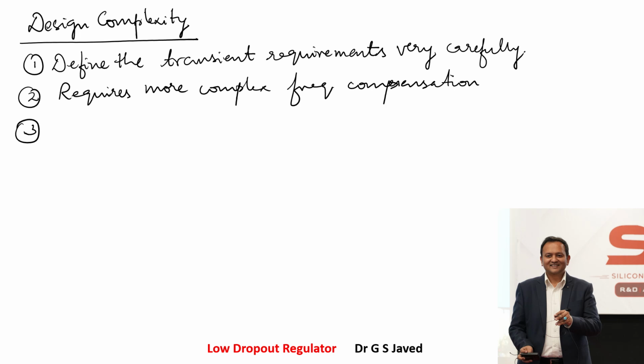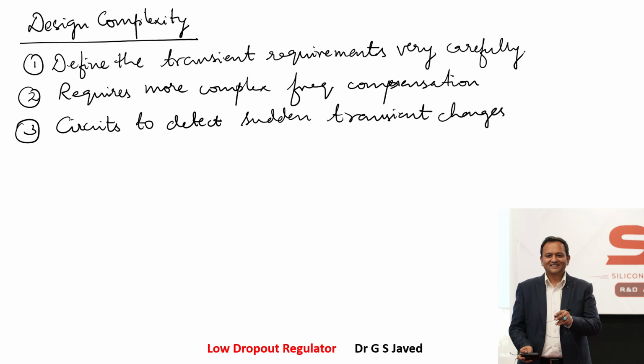Third one, you will have to have circuits to sense or detect these transient changes, sudden transient changes, right? Because you will also have to make the loop respond to it accordingly. Then fourth, you will also need to take care of some dynamic biasing circuits to ensure these are all functioning. Now these are the four. Now let us look into each one of them a little more in detail.